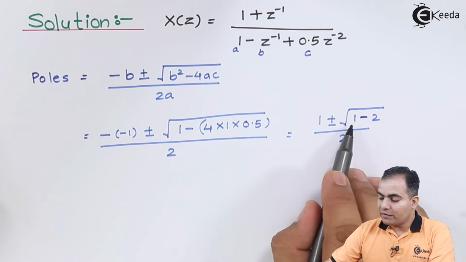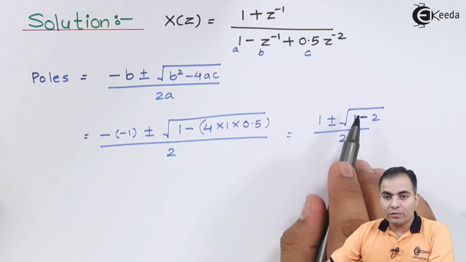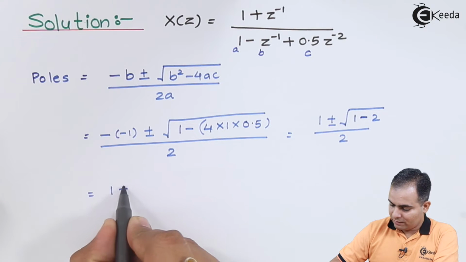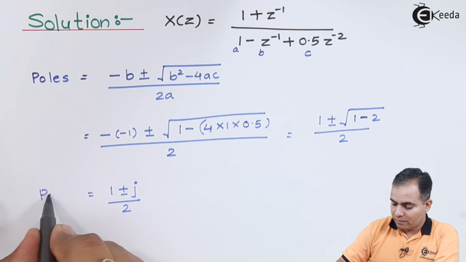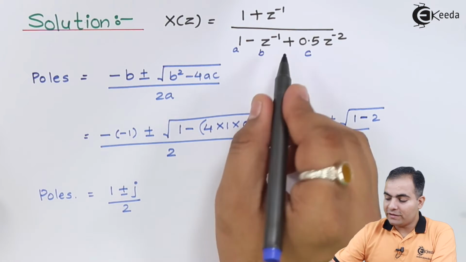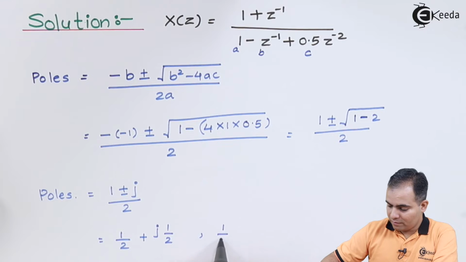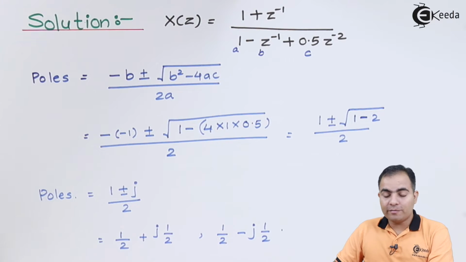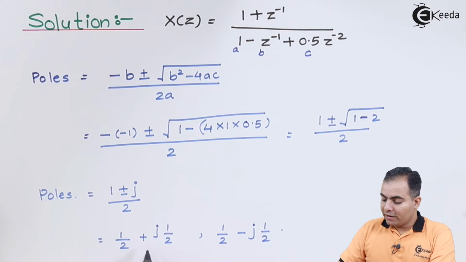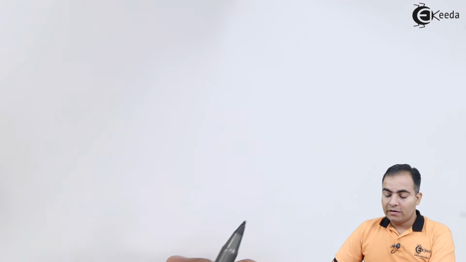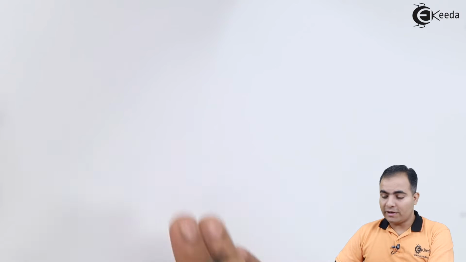Now next, we know that 1 minus 2 is minus 1, and if we take the square root of minus 1, what will we get? The answer is j only. So the poles of this given function are half plus j 1 by 2 and half minus j 1 by 2. Now look here, the real part is the same as well as the complex term is also the same, but the sign is changed, which means this is a complex conjugate pole. Now I'll substitute this pole value in our function. Now I'm going to substitute all values of poles in my function X of z.